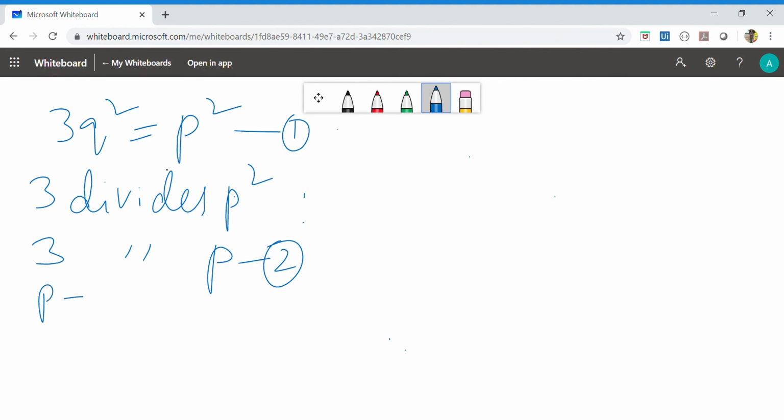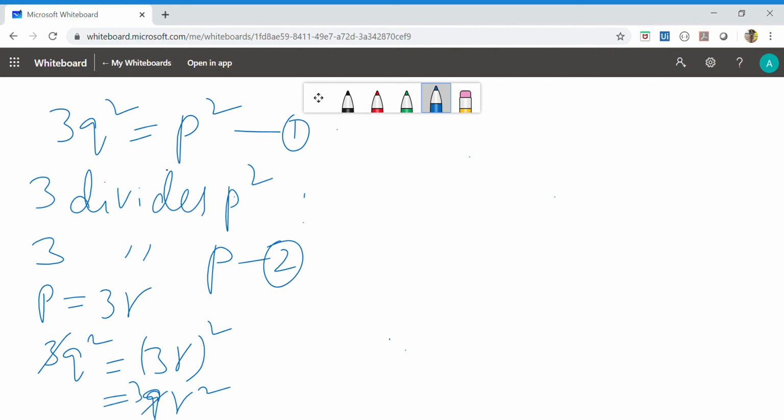Then P can be written as 3R, a multiple of some integer. If P is 3R, substitute in equation 1: 3Q square is equal to 3R whole square, that is 9R square. The 3 gets cancelled, and Q square is equal to 3R square. We got the same thing here again.